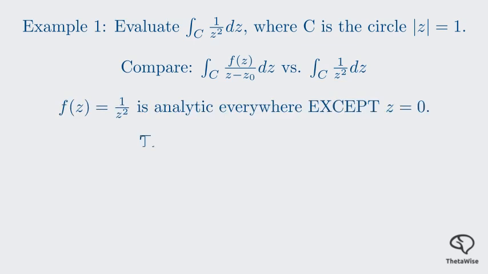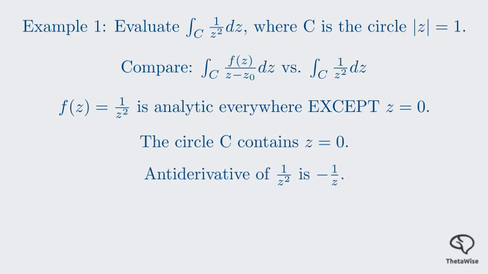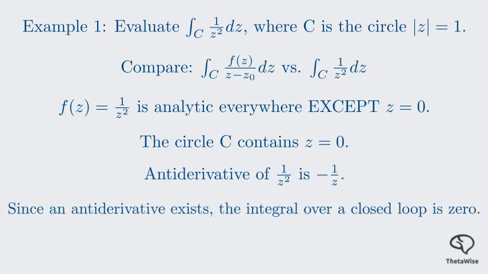Here's the simpler way. This function f of z equals 1 over z squared is analytic everywhere except at z equals 0. The circle C of radius 1 centered at the origin does contain this problem point z equals 0, so the Cauchy integral theorem doesn't directly apply. But remember that an analytic function has an antiderivative. The integral of 1 over z squared is negative 1 over z. When we evaluate this antiderivative at the end and start points of a closed loop, the result is always 0. This is a bit of a trick. Although the singularity is inside the loop, the fact that its antiderivative exists makes the integral 0.